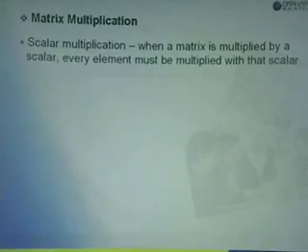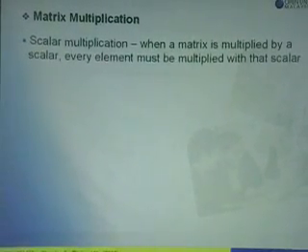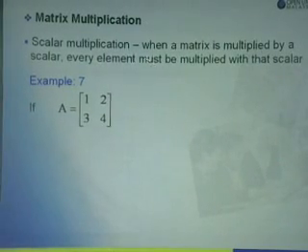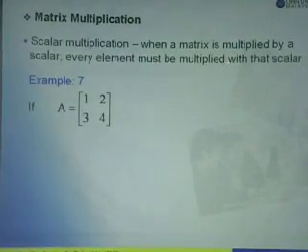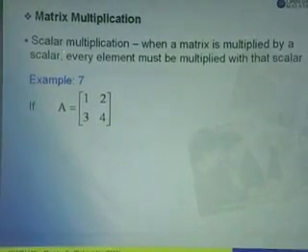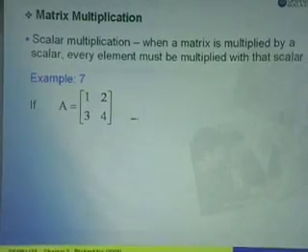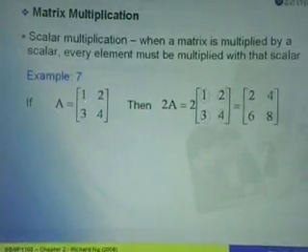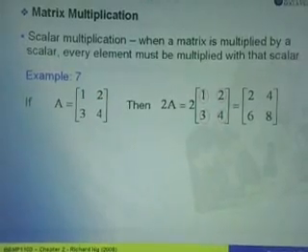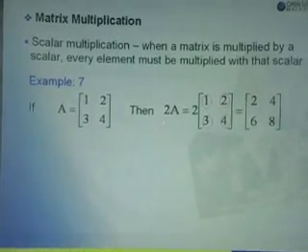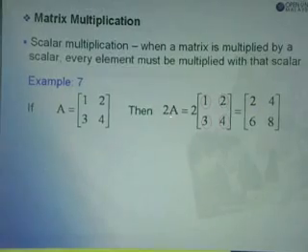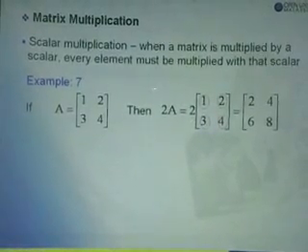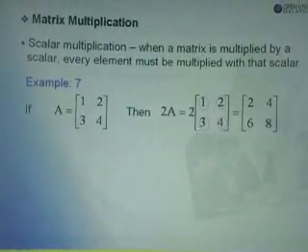So let's move to multiplication of matrix. In order to multiply a matrix by a number, every element must be multiplied with that scalar. Alright, we are going to multiply a number. For example, if we are given matrix A equals 1, 2, 3, 4, and we are asked to find the value of 2A. So 2A means we take 2 times the matrix A. So 2 is a scalar here.